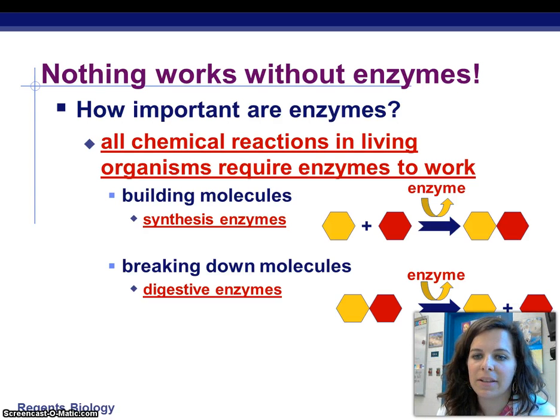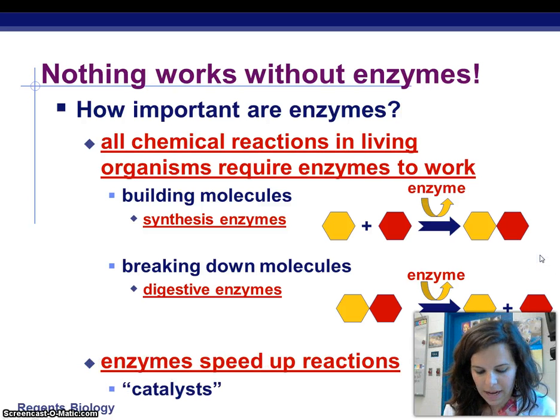When we write that, we would have enzymes in chemical reactions. We show the substrates and we show the products, and then the enzyme goes right over the arrow to show that it's helping out with that chemical reaction. And enzymes speed up reactions, and because they speed up reactions, they're called catalysts.